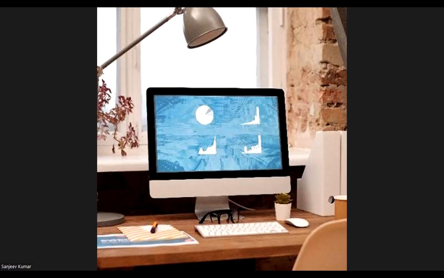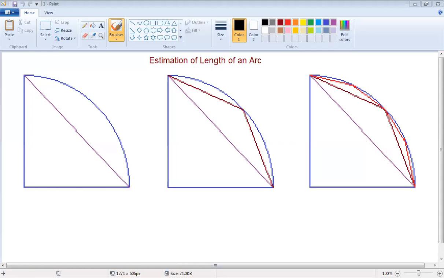So I am sharing the first topic, estimation of length of an arc. I was explaining that if the center of an arc is O and the arc is AB, then the arc length AB is more than the straight distance AB. Or in other words, the straight distance AB is smaller than the arc length AB.